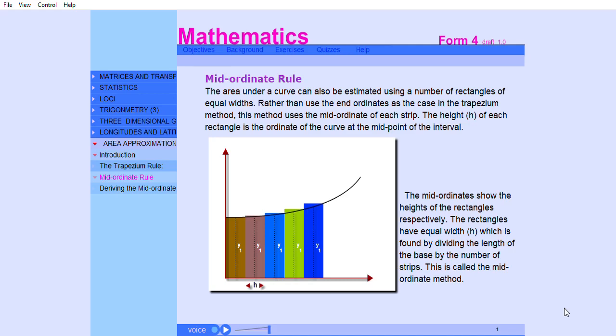The mid-ordinates y1, y2, y3, y4, and y5 show the heights of the rectangles respectively. The rectangles have equal width h, which is found by the length of the base divided by the number of strips. This is called the mid-ordinate method.